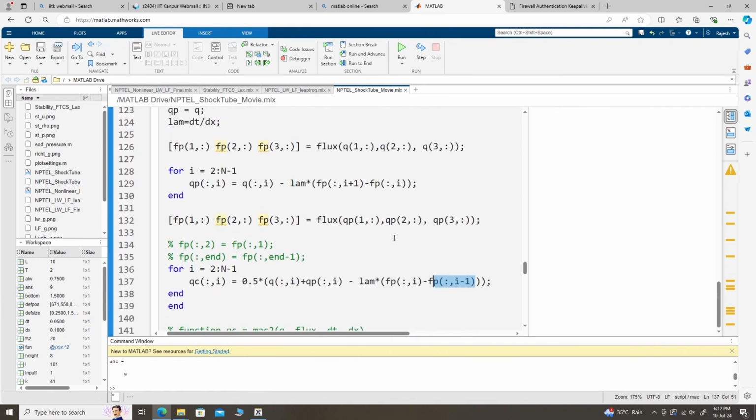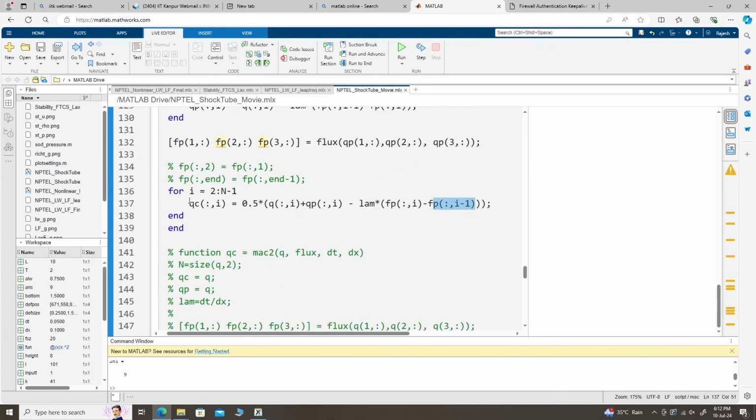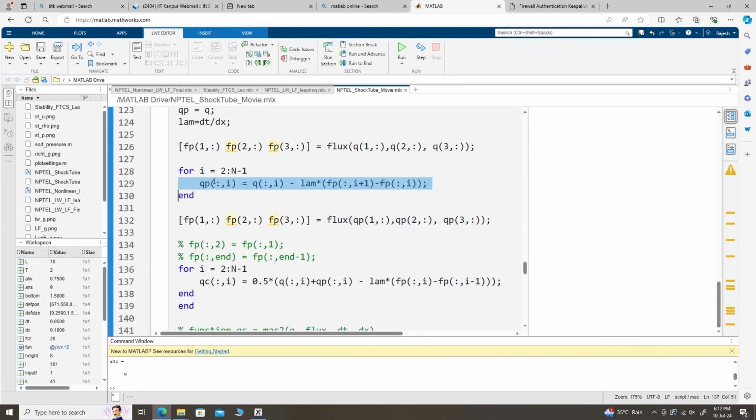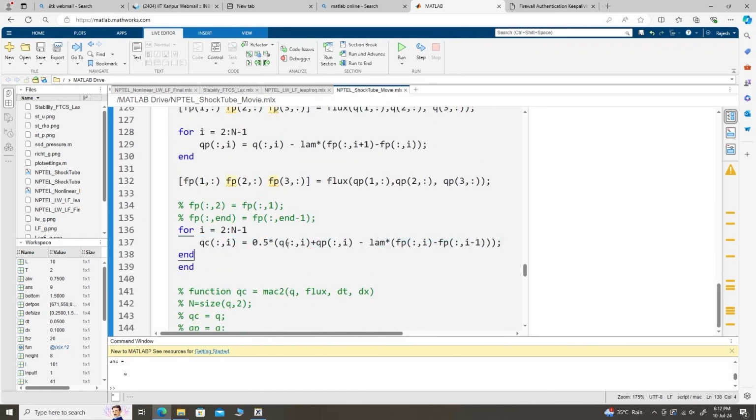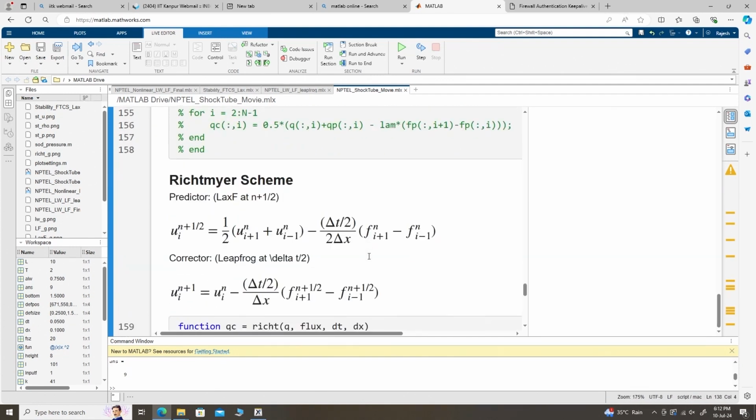To save memory, I have used the fp variable both before the prediction and after the prediction, but you can use f instead of fp here. So, this is the predictor step. This is 129, and this is my corrector step, which is half of the summation of q1 qpi, and then lambda into fpi and fpi minus 1. This is the McCormack scheme.